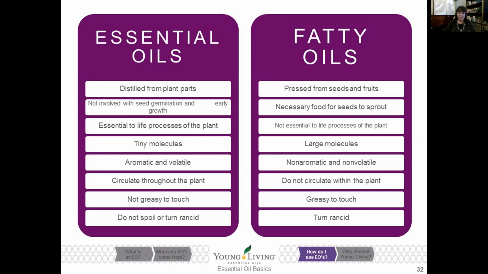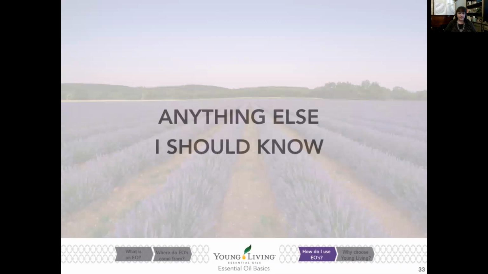And then fatty oils are pressed from the seeds and the fruits. They are necessary food for seeds to sprout. They are not essential to the life processes of the plant. They are large molecules. They are non-aromatic and non-volatile. They do not circulate within the plants. They are greasy to the touch, and they can turn rancid.